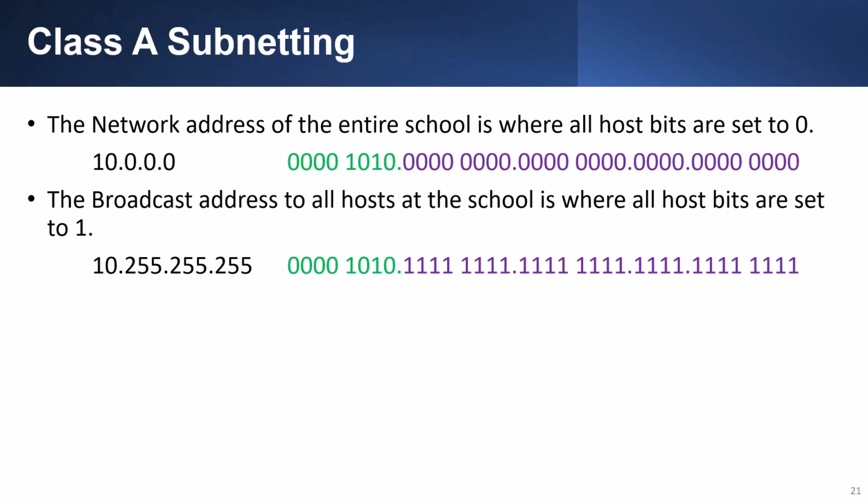The network address of the entire school is where all host bits are set to 0, as shown in the purple, which is equivalent to 10.0.0.0. The broadcast address to all hosts at the school is where all host bits are set to 1, also shown in the purple, which is equal to 10.255.255.255.